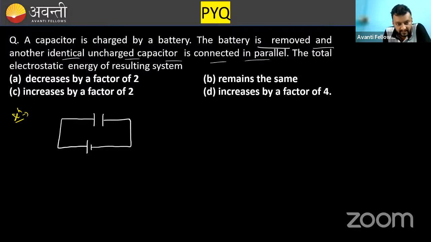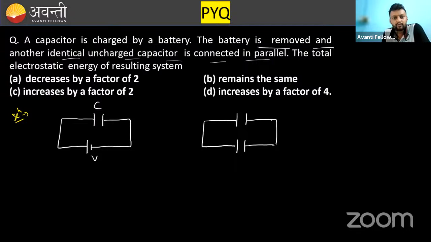Now listen, first of all, let's assume the potential of the battery is V and the capacitance is C. This is the initial situation. Now what they are saying is that the battery is removed and another uncharged capacitor is placed parallel to the first one. So this is C, this is C. They are identical, so both capacitances will be the same.